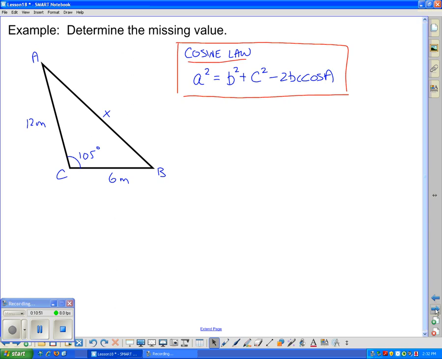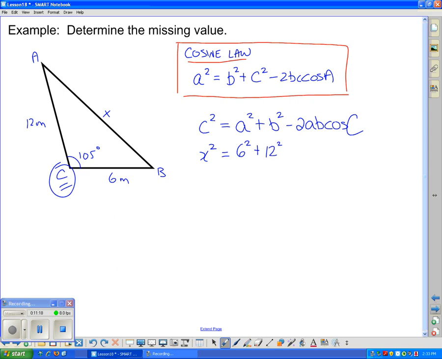So I know this is the formula I want. Now mine I need to adjust because the unknown is actually across from c. So for the formula I'm going to use, I just move the c to the other side. So c squared equals a squared plus b squared minus 2ab cos C. Now I plug in my information. So side c is a length of x, so x squared equals 6 squared plus 12 squared minus 2 times 6 times 12 cos of 105. Now it's just a matter of plug and chug. You've done the thinking. Now it's just calculator work.